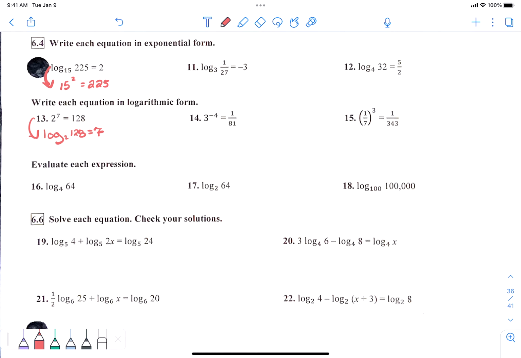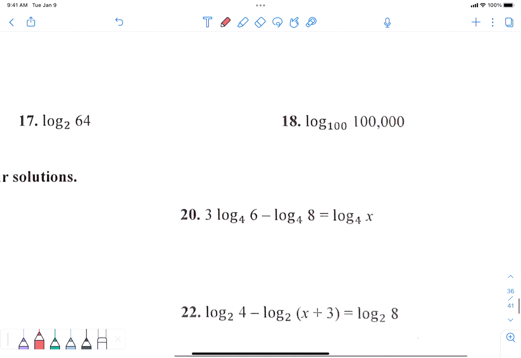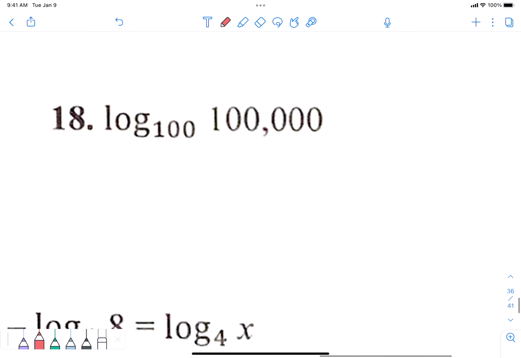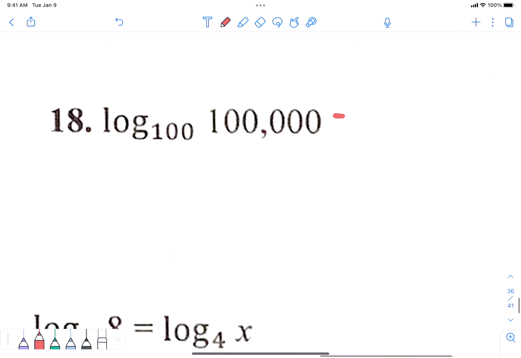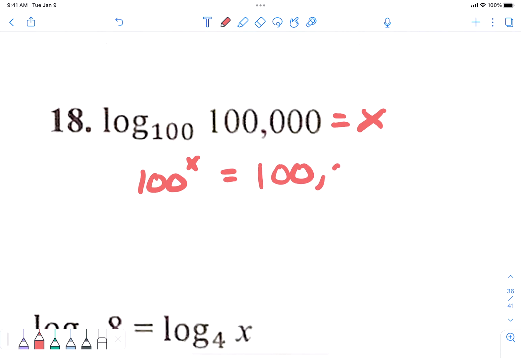Okay. All right, let's look at 18. We want to solve this thing. So how do we do this? You change it to an exponential function. So we say log equals x, right? This is 100 to the x power equals 100,000, right? 100, if I square it, has 4 zeros. 100 if I cube it has 6 zeros. This one has 5. So how do I do this? Well, maybe it's right in between.